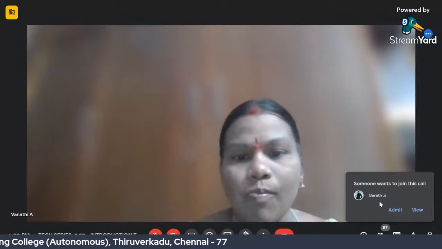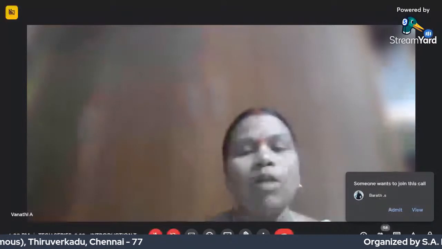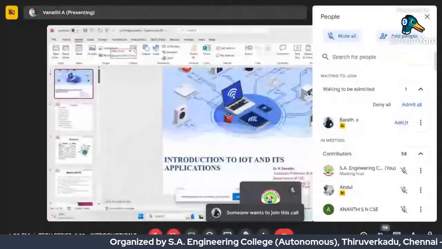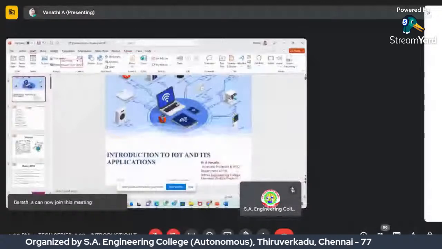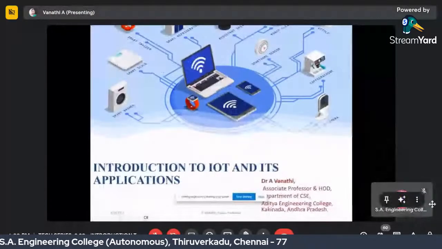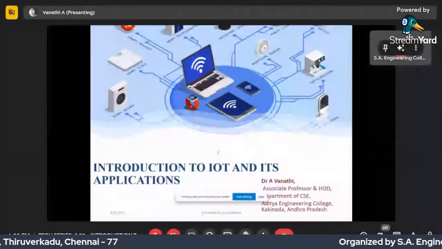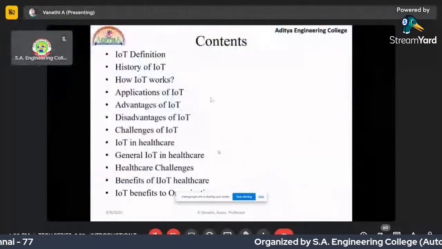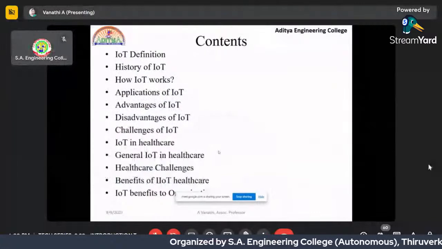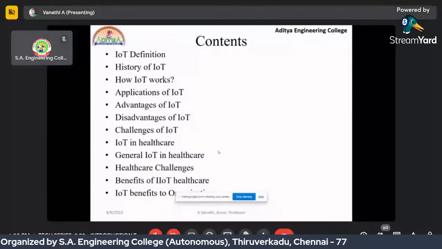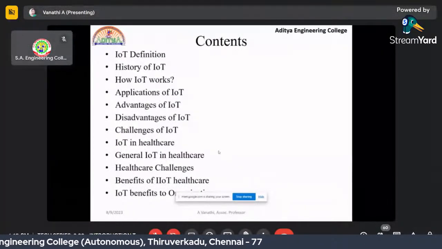So this session is completely about the Internet of Things, IoT. You would have heard about it. I would like to present the introduction of IoT followed by its applications. I'm Dr. A. Vanathi, working as Associate Professor and Head of the Department in Aditya Engineering College, located at Kakinada, Andhra Pradesh.